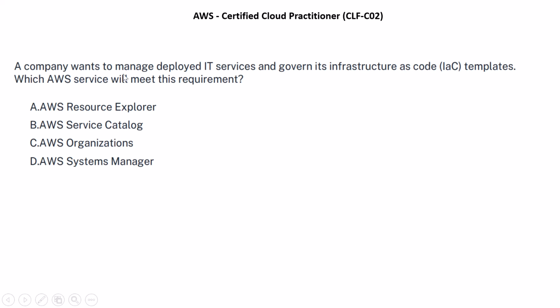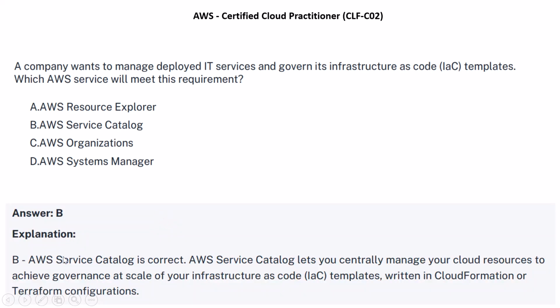A company wants to manage deployed IT services and govern its infrastructure as code templates. Which AWS service will meet this requirement? Option A. AWS Resource Explorer. Option B. AWS Service Catalog. Option C. AWS Organizations. Option D. AWS Systems Manager. The correct answer is option B.